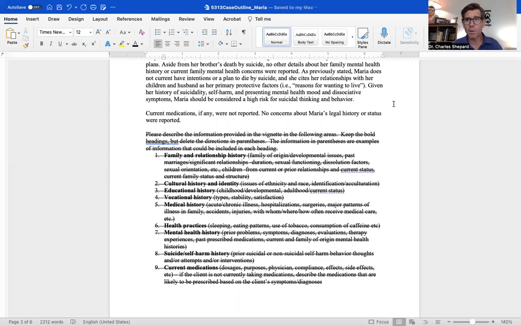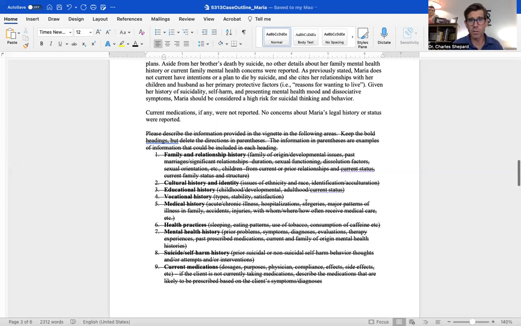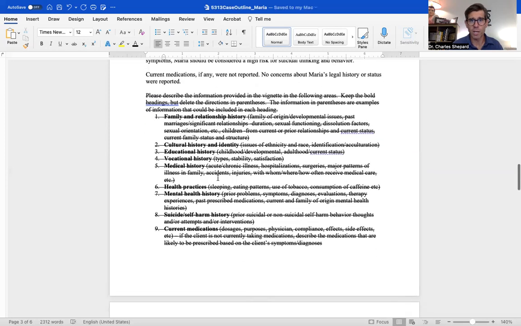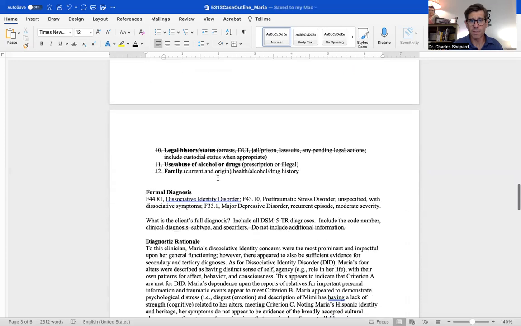So if you come across signs of suicide risk, please make sure that you indicate them in this section. Current medications, if any, were not reported. No concerns about Maria's legal history or status were reported. And as hopefully you can see, we have checked the boxes on these items here.